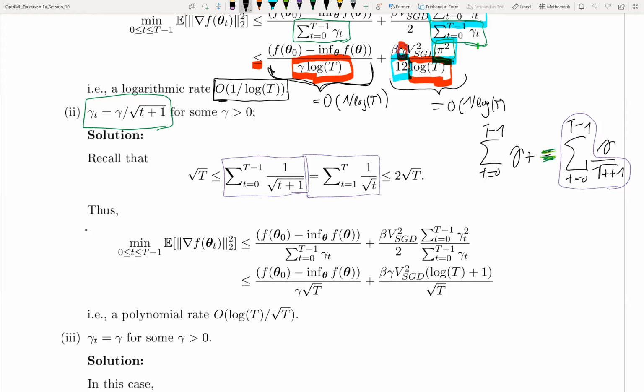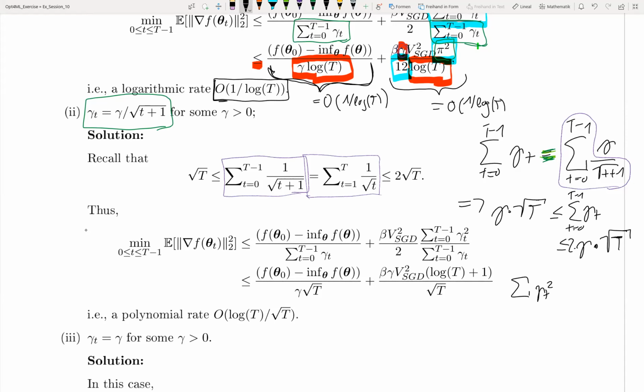So this implies that we have gamma times square root t as a lower bound for the sum over the step sizes, and we get an upper bound by 2 times gamma times square root t for the sum of the step sizes.